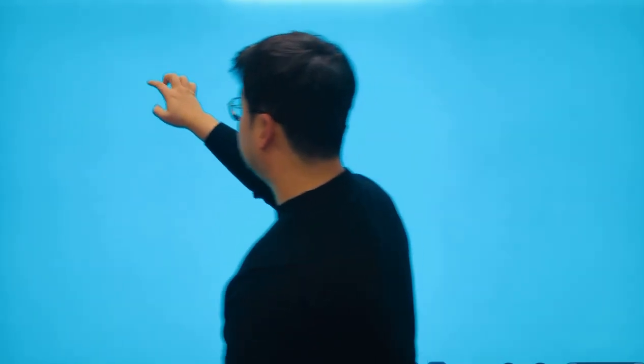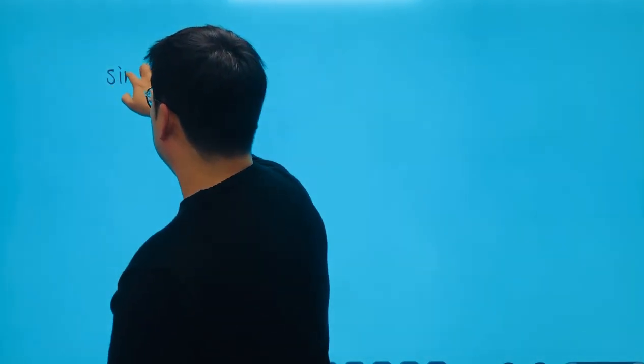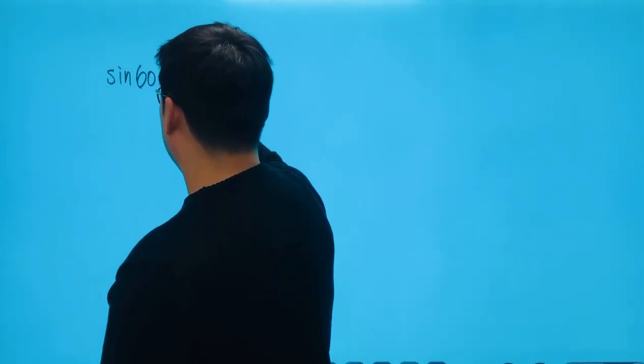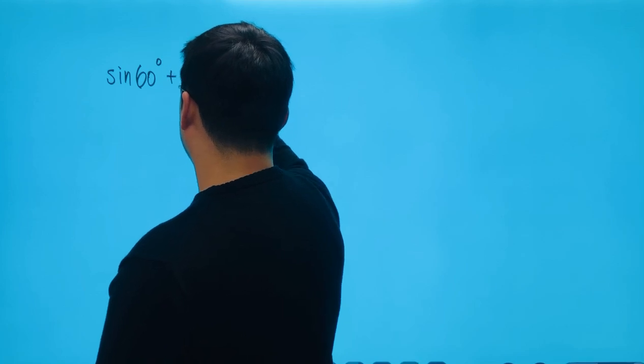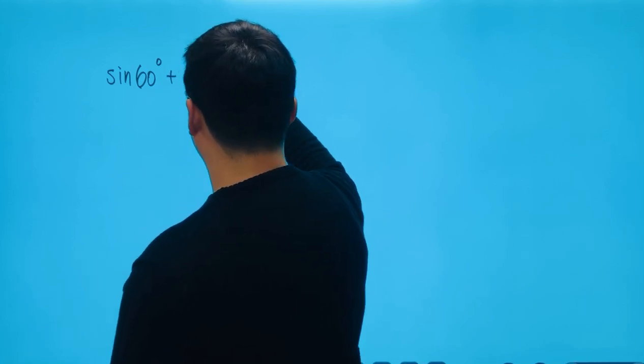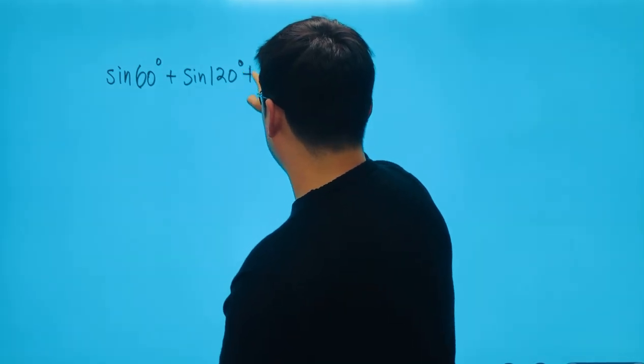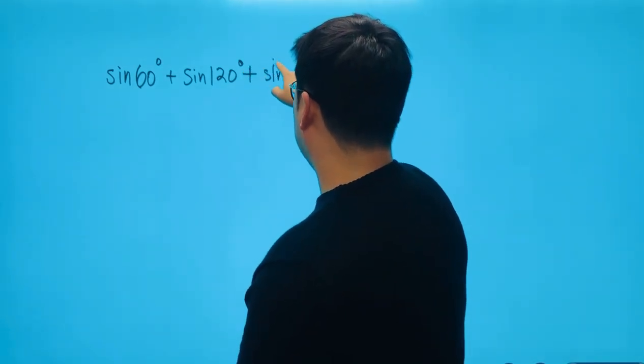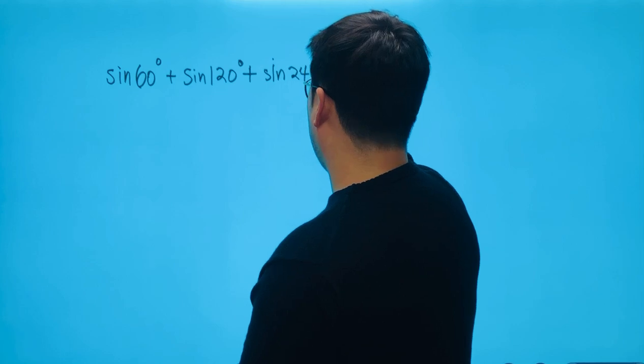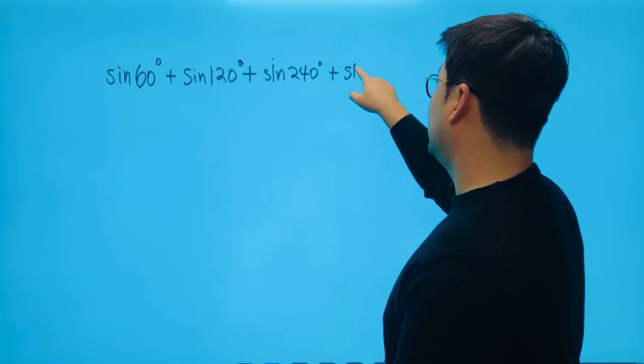So here we go. I need to find the exact value of sine 60 plus sine 120 plus sine 240 plus sine 300, and it can be written as an integer n. All right, so we have to write it down, right? So sine 60, and I'm adding it up with sine 120, and I'm also adding it up with sine 240, and there is going to be sine 300.